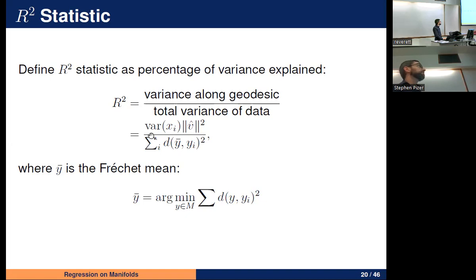The top part I have to describe a little carefully. The variance along the geodesic, because remember our geodesics are parameterized with respect to distance along them, is the variance of just the x values times the norm squared of the velocity v, because that captures the magnitude of how fast we move along the path. So this top term, the variance of the x values times the squared magnitude of the initial velocity v, gives the variance in terms of the distance along the geodesic. This ratio goes from 0 to 1. If all my data is perfectly captured by the geodesic, it's 1. If my geodesic has zero velocity v, I'll get a zero R squared. That's the main thing for R squared.